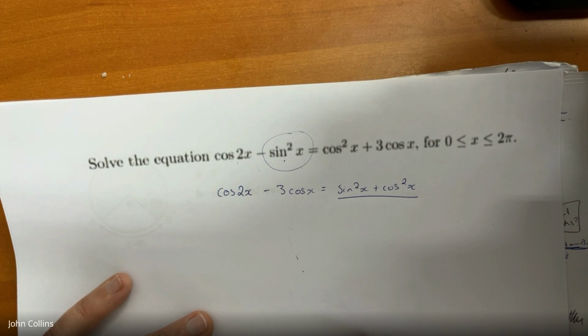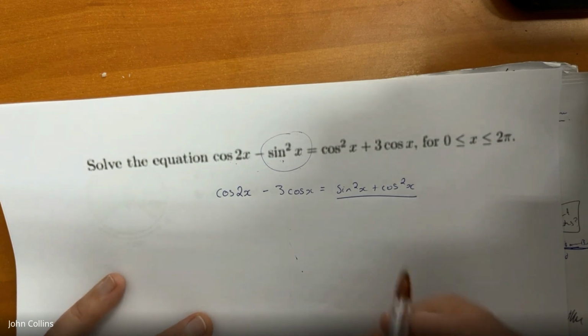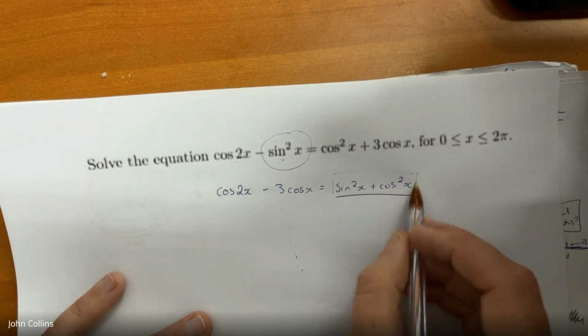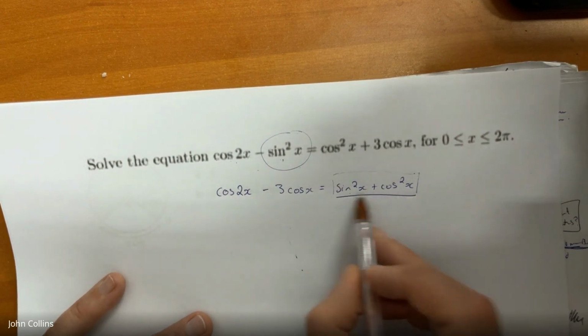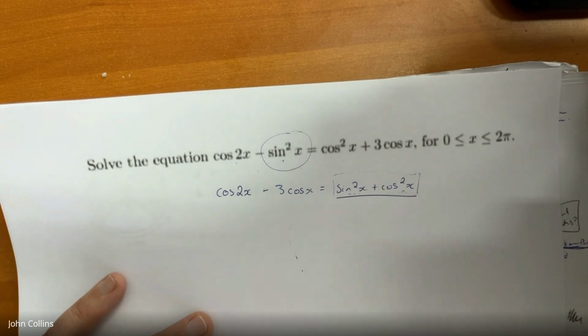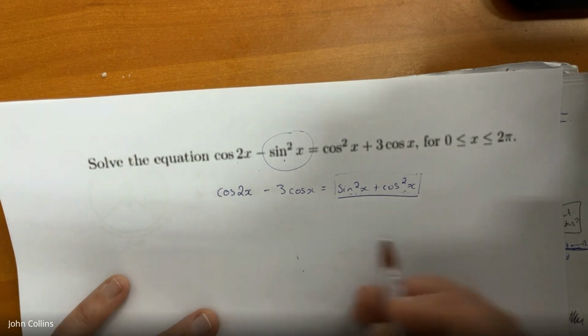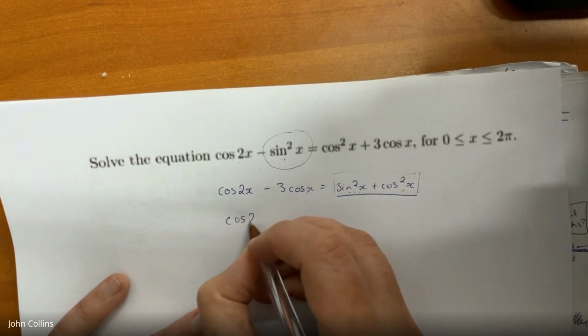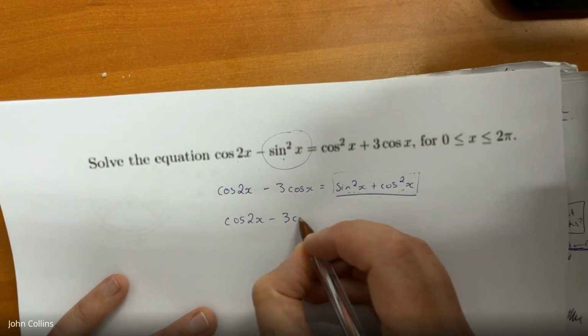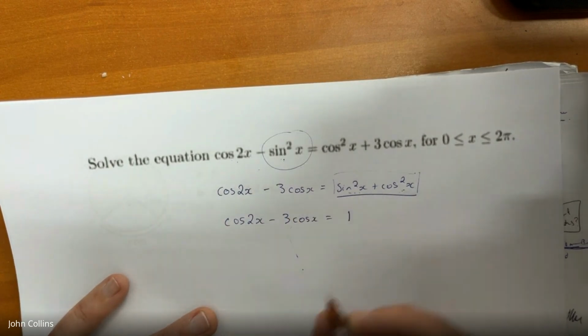You should recognize this from the unit circle, or maybe just look at your formula booklet. Why did I do that? Because I want to put these two together. I could have brought it all onto one side, but I just want to have it on its own. What do you think, James? It's the Pythagorean identity that's there, yeah. So cosine 2x minus 3 cosine x is equal to 1.